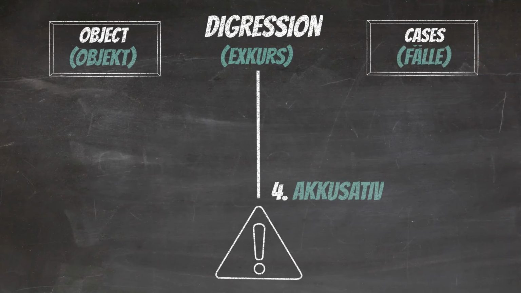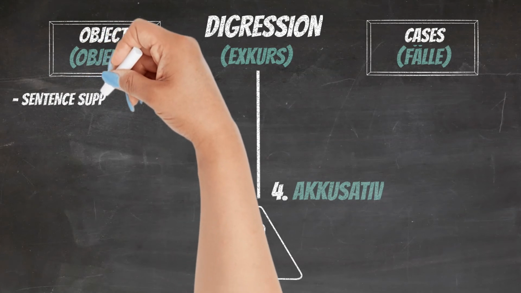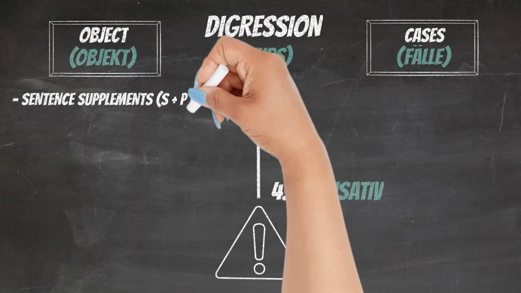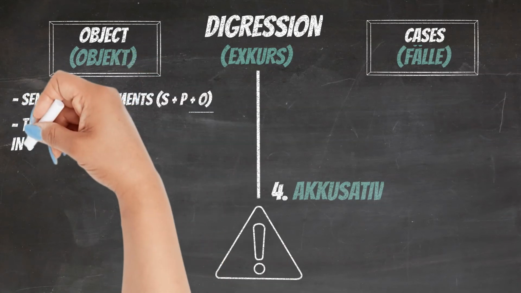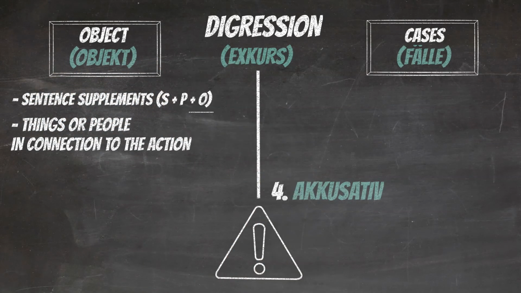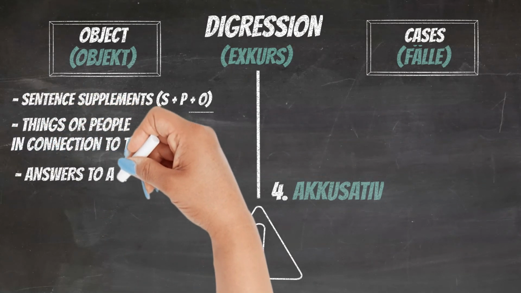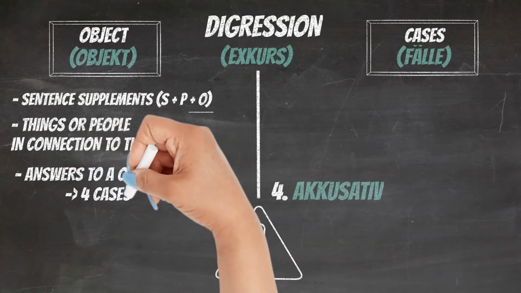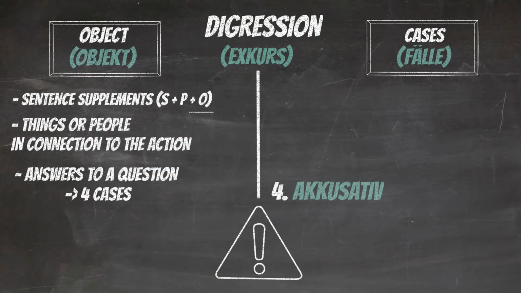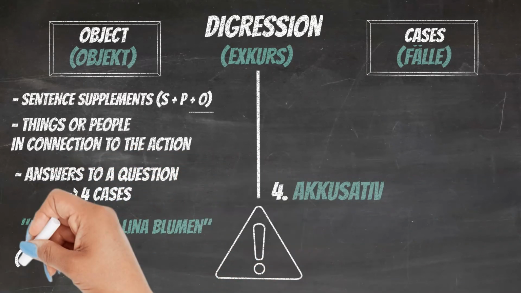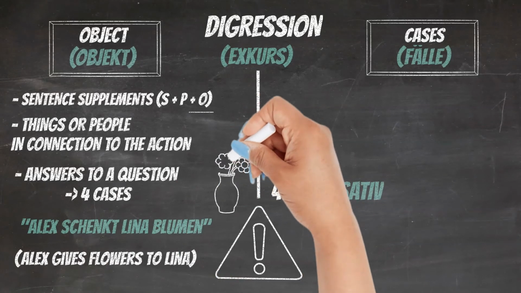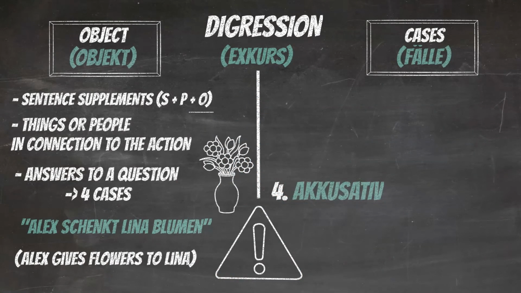And it's part of the cases, or in German, Fälle. An object is a supplement of a sentence. There is a subject and a predicate and an object. And an object can also be things or people in connection to the action. And it always answers to a question in dependence of the four cases on the right-hand side. For example, a sentence, Alex schenkt Lina Blumen. Alex gives flowers to Lina.